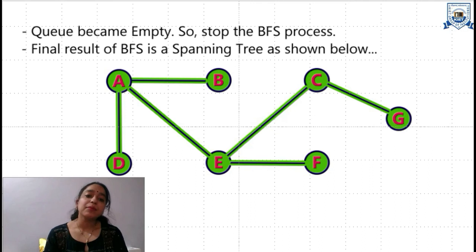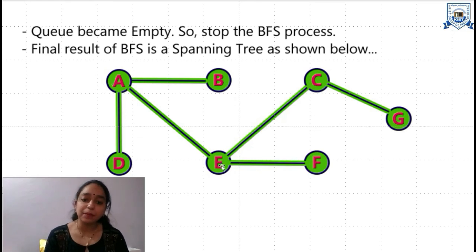Now there can be more than one breadth first search traversal. How? Based on this spanning tree also we can find more than one breadth first search traversal. A, then the next level is B, D, E. So first we have taken D, but we can also take B first. So A, B.